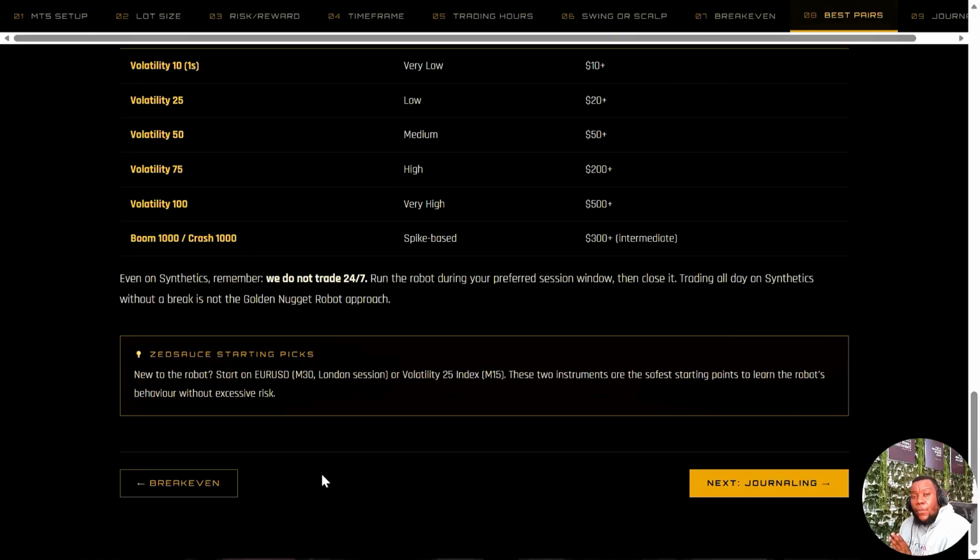If you're new to the robot, if this is your first time using a trading robot, start with Euro USD, 30 minutes time frame, London session, or volatility 25 on a 15 minutes time frame. These are the safest instruments you can trade. They are very much friendly when it comes to movements. So always remember, a pip a day keeps poverty away.